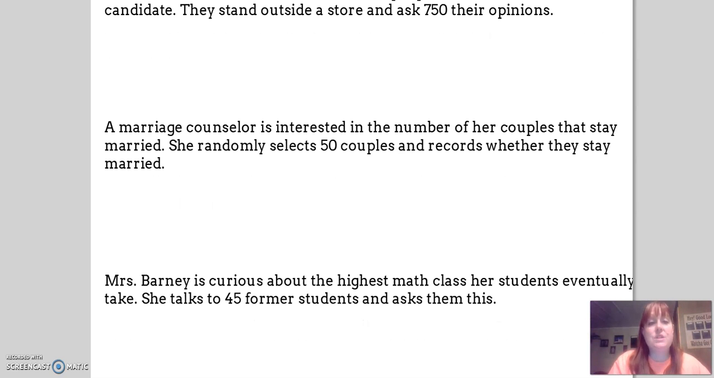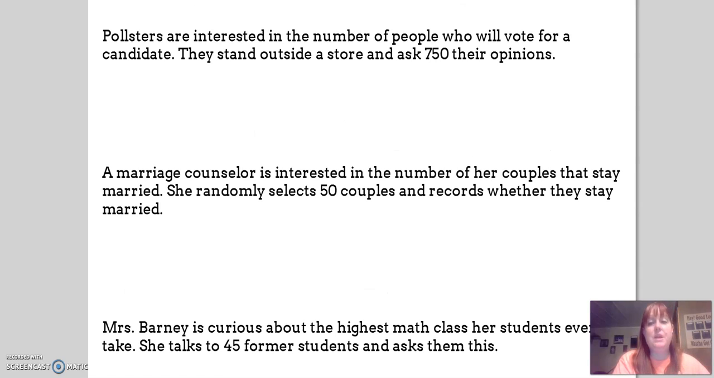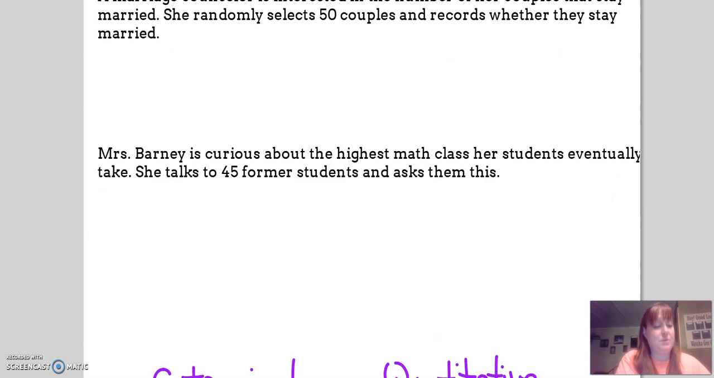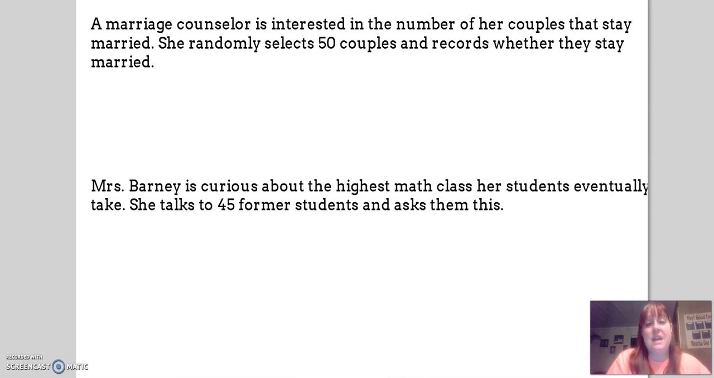With the pollsters, the population would be all of the people in whatever district or country that they're voting in, and then the sample would be the 750 people that they actually asked. For the marriage counselor, it would be all of the couples that she's counseled, and the sample would be the 50 couples that she randomly picks. And then for my example, my population would be all of my students for all of time, and my sample would be the 45 students that I asked.